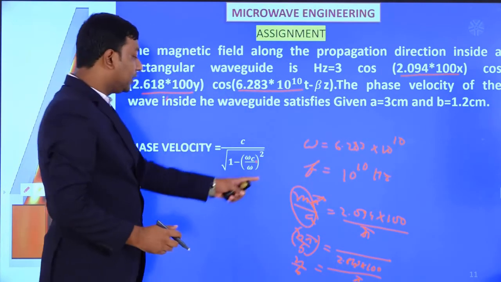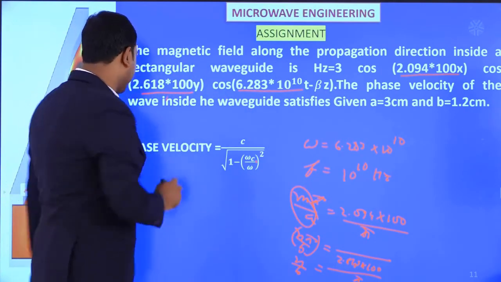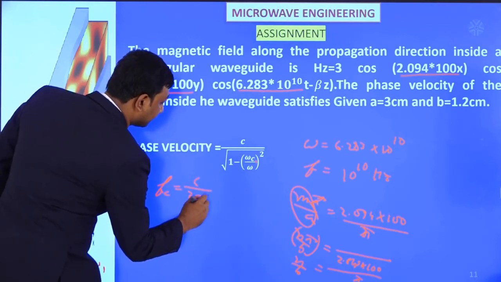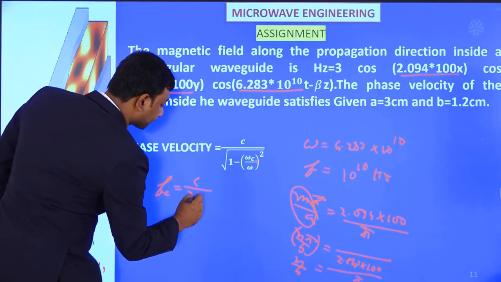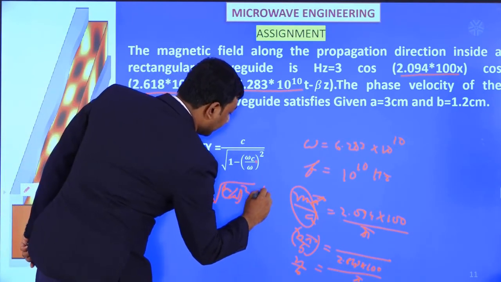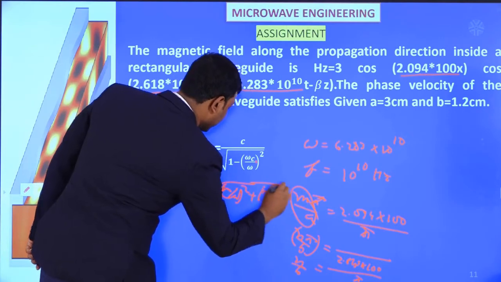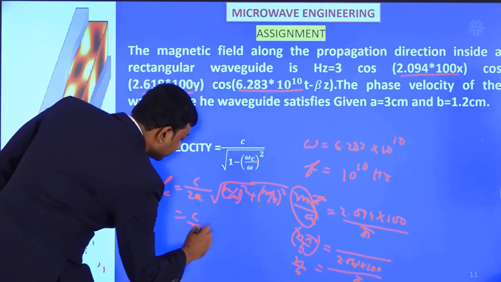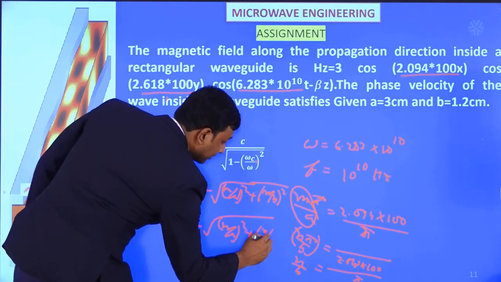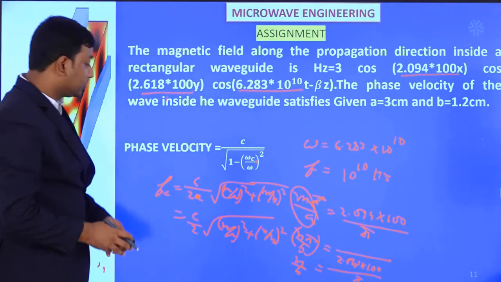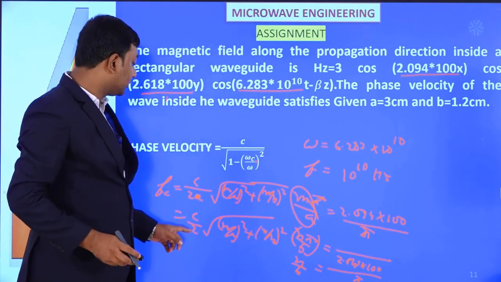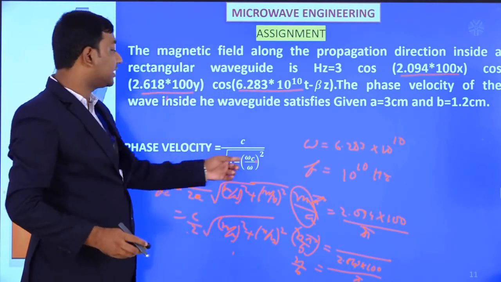Okay. So if we find out the values of M by A and N by B, then the cutoff frequency will be FC equals C by 2 root over (M by A) whole square plus (N by B) whole square. So we know the cutoff frequency equals C by 2 root (M by A) whole square plus (N by B) whole square. Okay. We have already calculated M by A. So from this equation we can find out the cutoff frequency.